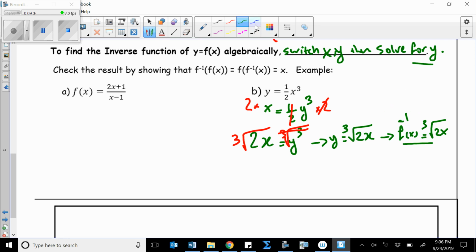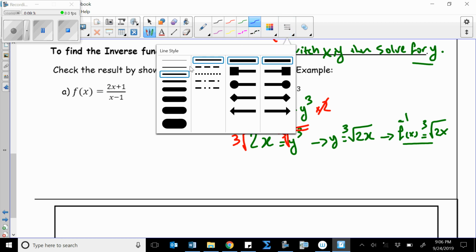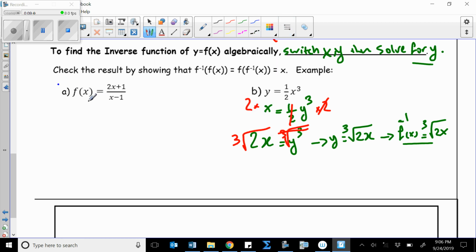Now let's find the inverse of this function. We have f of x equal to 2x plus 1 over x minus 1. So first of all, let's change this to y. This is y equal to this, because we want to switch x and y. Then we start by switching x and y. So y will be x, equal to 2y plus 1 over y minus 1.